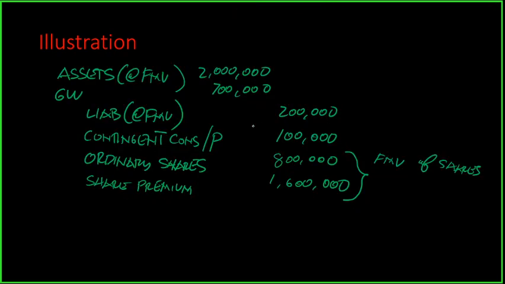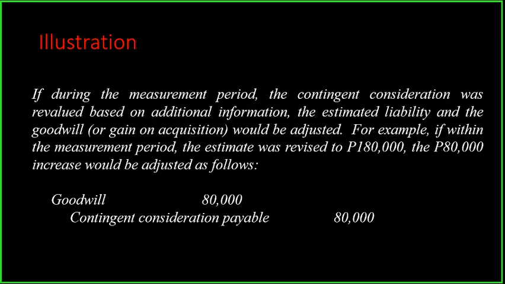800,000 is the par value. All the excess will go to your share premium. Right? That's how it is in financial accounting and reporting. Okay, so that is within the measurement period. Feel free to pause the video and take some screen captures, zoom in and zoom out. So that's our new normal.